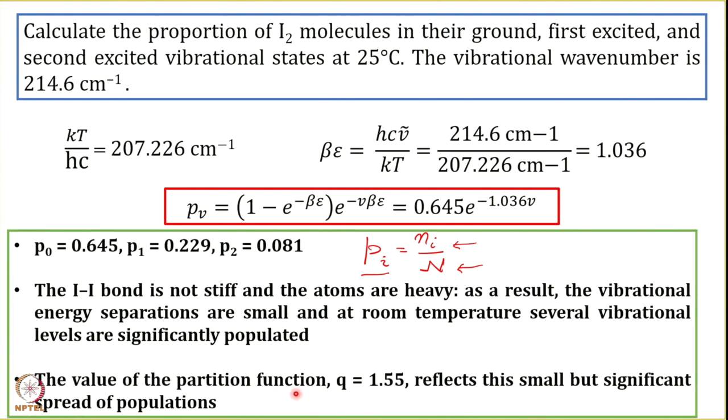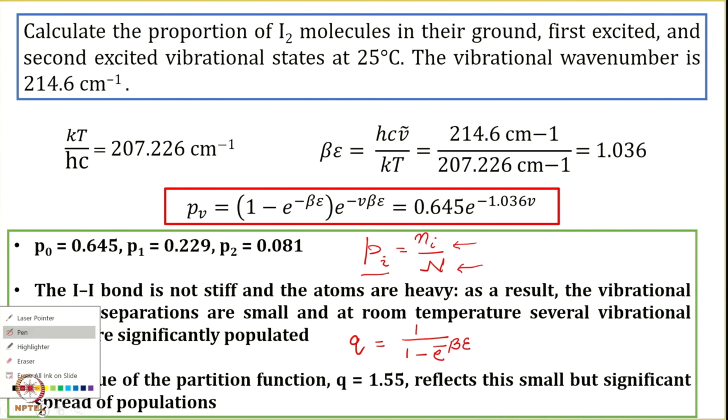Now let us take a look at the value of the partition function. Since here we are talking about the uniform ladder of energy levels, we have already discussed that for a uniform ladder of energy levels, the partition function is going to be 1 over 1 minus exponential of minus beta epsilon. We know the value of beta, 1 over kT. We know the value of epsilon, hc nu bar, and therefore we can calculate the value of the molecular partition function at 25 degrees centigrade. The value of the partition function is 1.55.